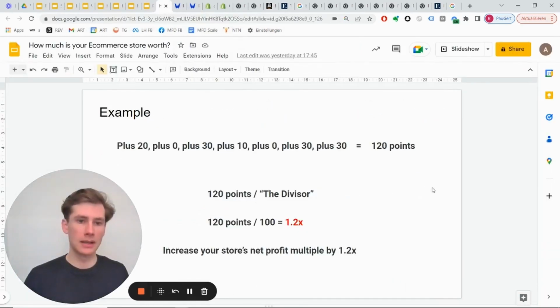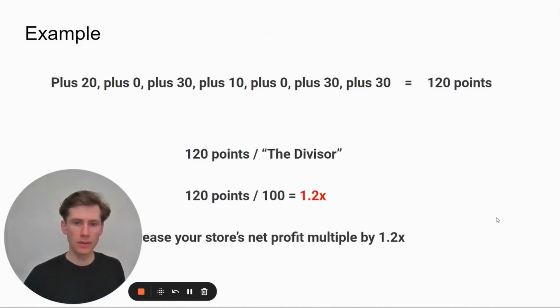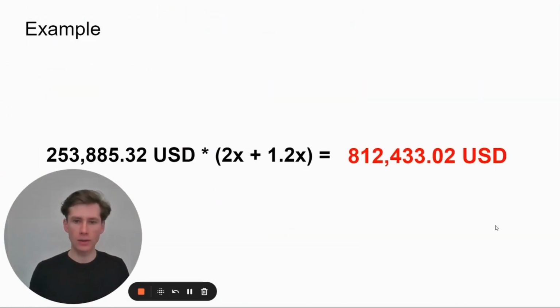What happens is I get 120 points. So having gone through all those factors, right, this store should be valued at a 3.2x multiple on the profit that it has made, leading to a valuation of 812K.